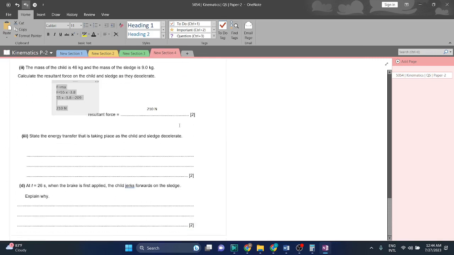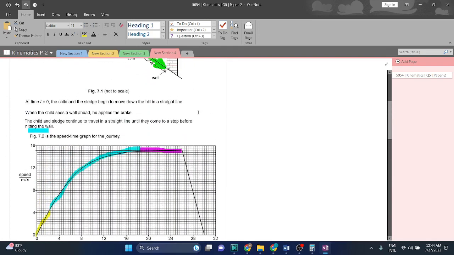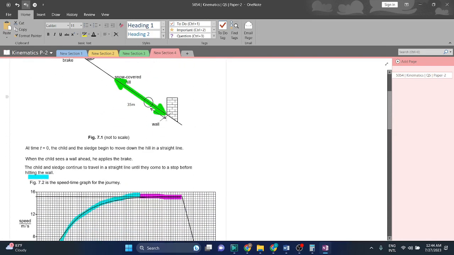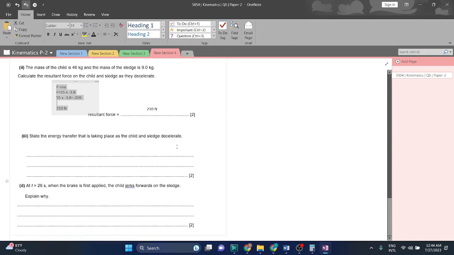State the energy transfer that is taking place as the child and the sledge decelerate. The child is using brakes. He applies brakes. When brakes are applied, the kinetic energy is turning into what energy? The kinetic energy is turning into heat, due to frictional force.